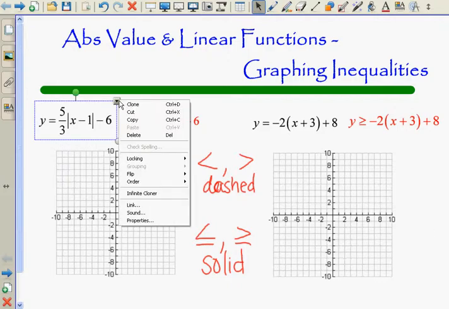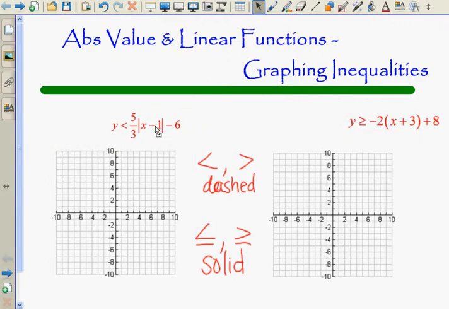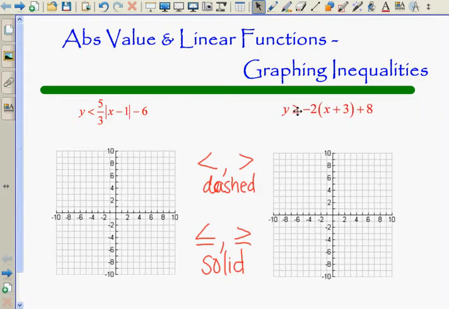So let me go ahead and get rid of these two to make sure that everybody's on the same page. We are doing inequalities, not equations. All right, so our first problem up there is an absolute value. That's the first thing that you want to notice, so that you make it a V and not a line. If you remember from the absolute value video, this says to have your turning point at +1, -6, making sure to change the sign on the x, so +1, -6.